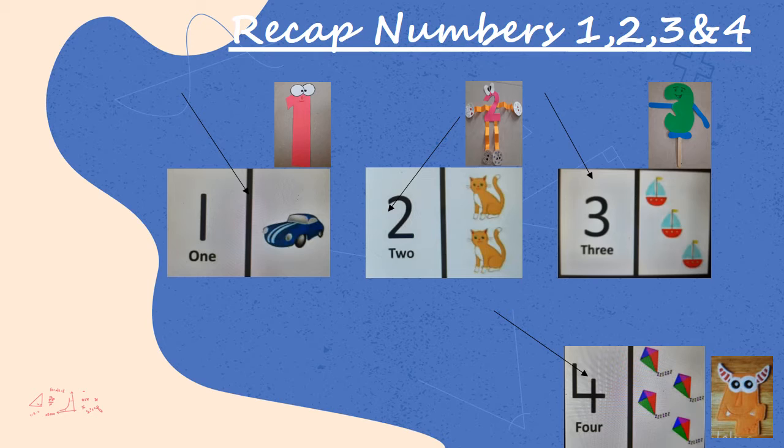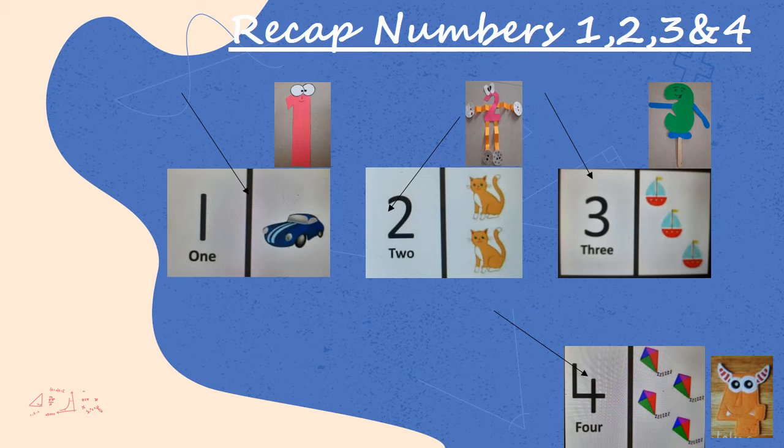The next flashcard is of number 4. And can you count the number of objects associated with number 4? 1, 2, 3, 4. We have 4 kites. And what is the name of the number puppet? It is Mr. 4.